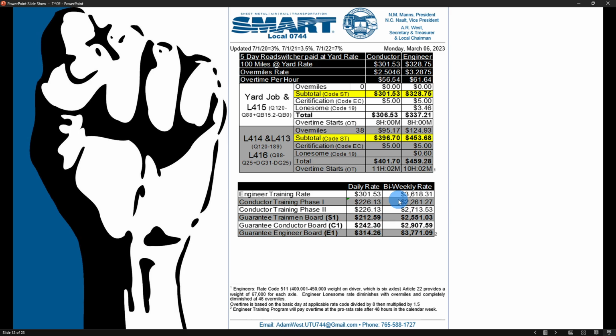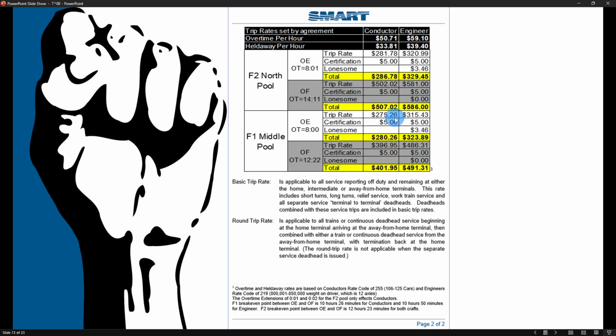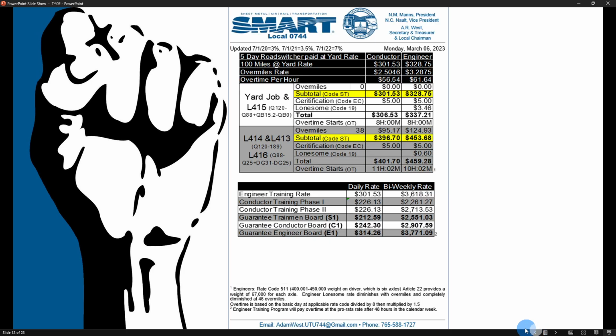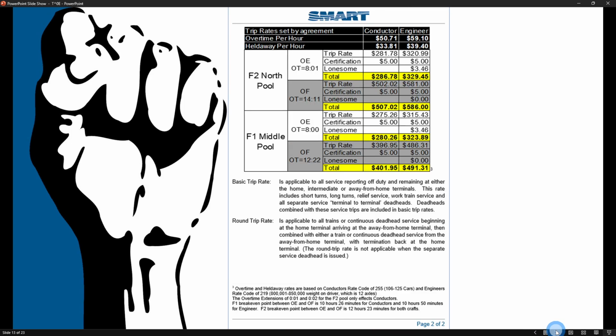We have the biweekly rates of the extra boards and conductor training phases, engineer training phases. Trip rate agreements. Again, these numbers are based upon rates codes. Overtime and held away. The trip rate for one way on the F2 pool, round trip rate on F2 pool. Middle pool, one way, OF, round way.